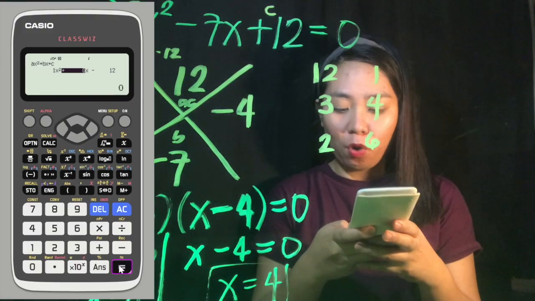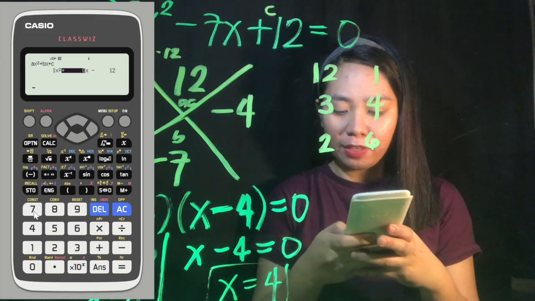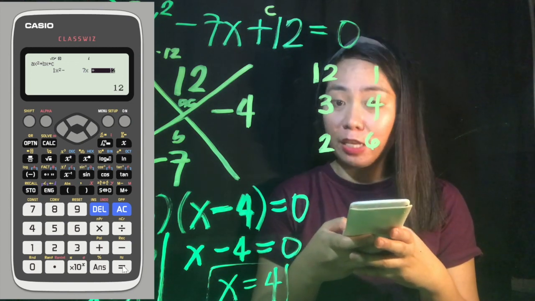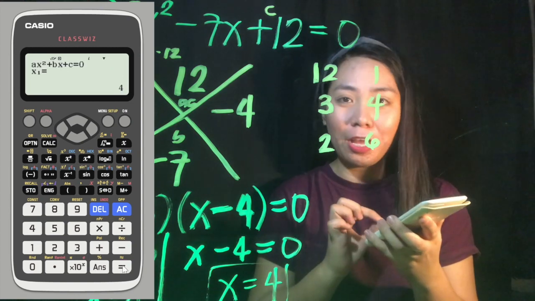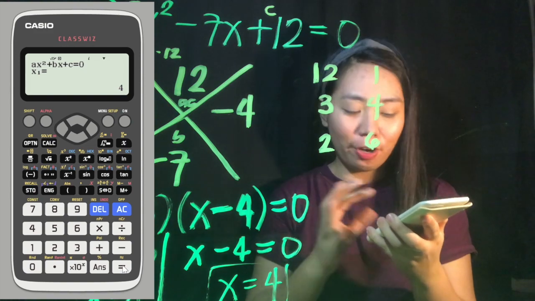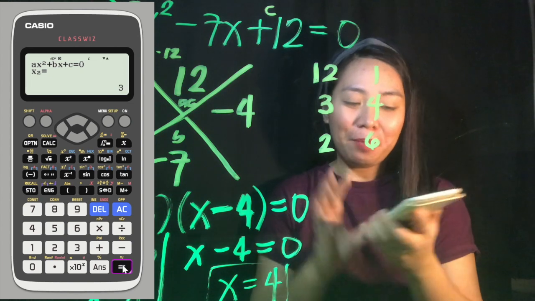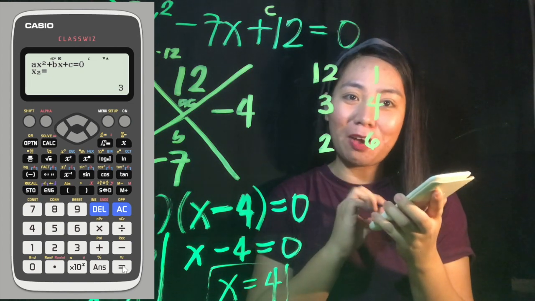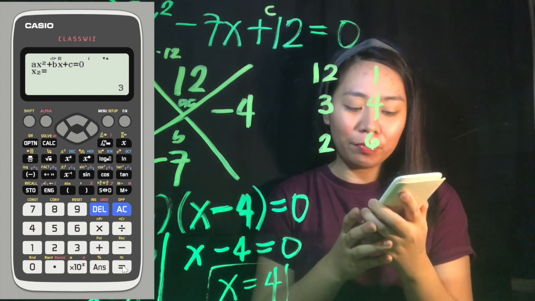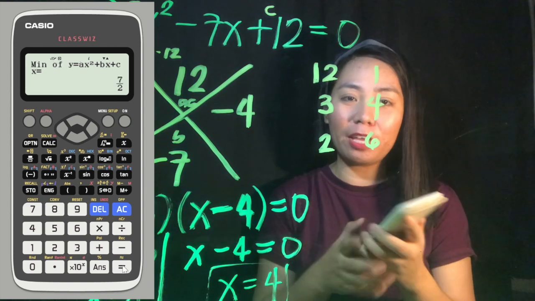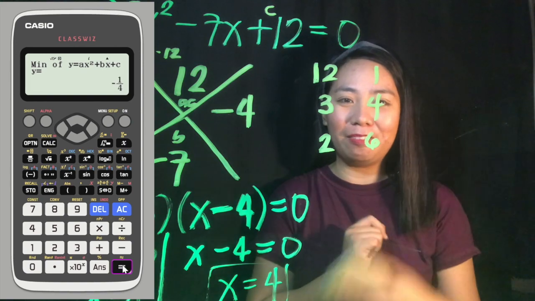Again, A is 1, B is negative 7, and C is 12, then equals. Press another equals, you have your x equals 4, and then another equals, you're going to get x equals 3. Pag pinindot uli natin yung susunod na equals, you have your minimum or maximum value for x, and then another equals, minimum and maximum value for y. So, equals lang po natin ulit yan.